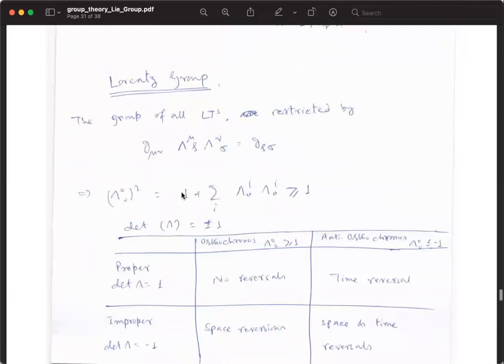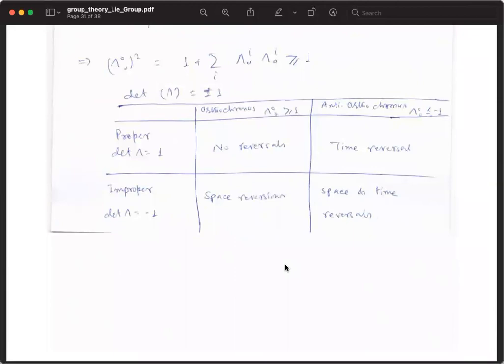And here lambda^0_0 squared is 1 plus this thing, so this is always greater than or equal to 1. Now based on the determinant, as we have said, this could be plus or minus 1. So we can define different kinds of orthogonal or anti-orthogonal transformations. Also we can have lambda^0_0 greater than or equal to 1 with determinant of lambda equal to 1; this refers to no reversal. But if lambda^0_0 is less than or equal to minus 1, then this is a time reversal. For this condition, it implies space reversal, and for this, space and time are both reversed. This way you can classify.